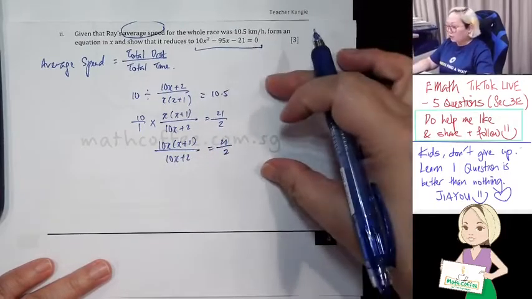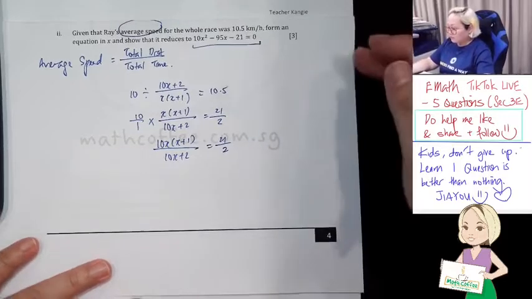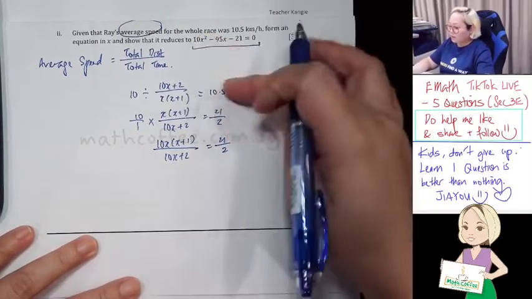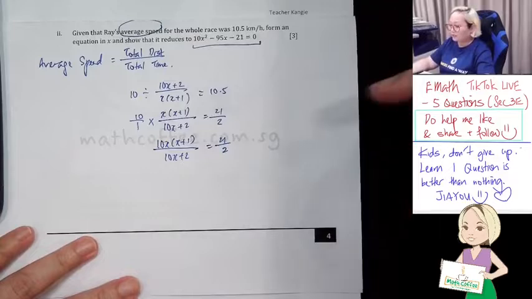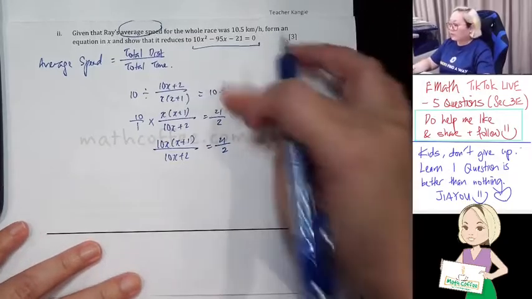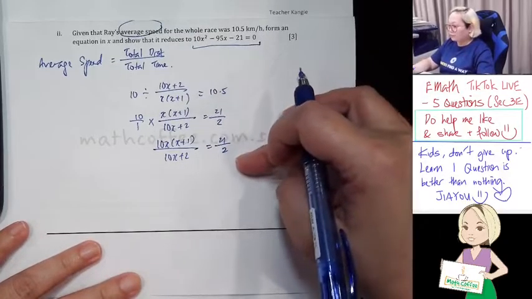So far, so good. Can everyone understand this part? How I come from here, here, here, here? If nobody has any question, I will continue.